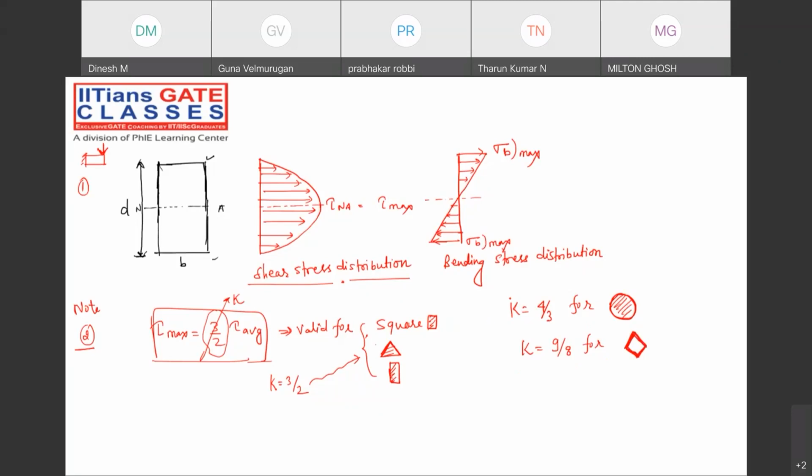That means tau maximum will be 4 by 3 times of tau average. And what is the tau average formula? P by pi by 4 d square. That is tau average.